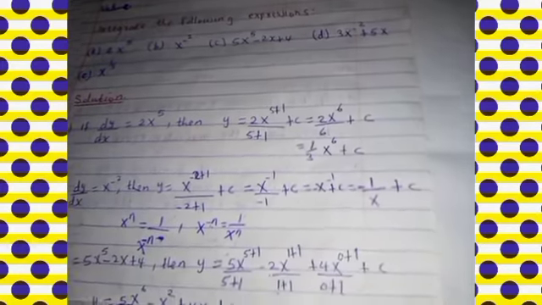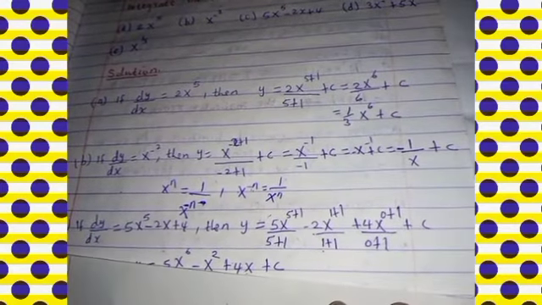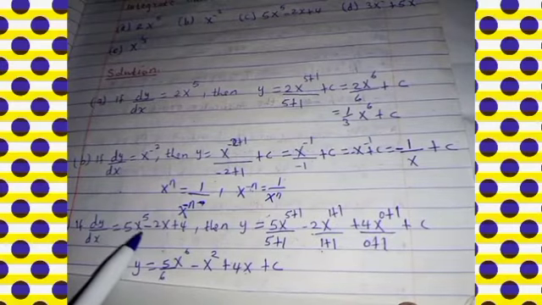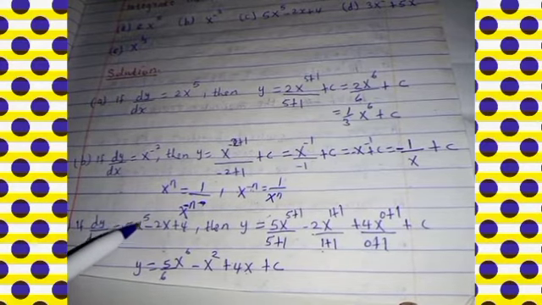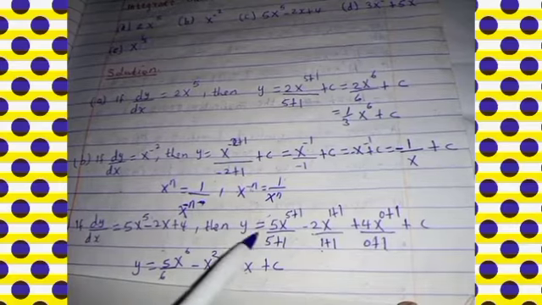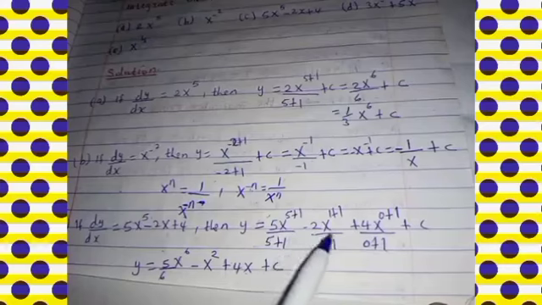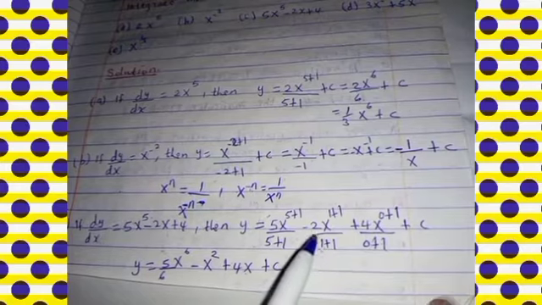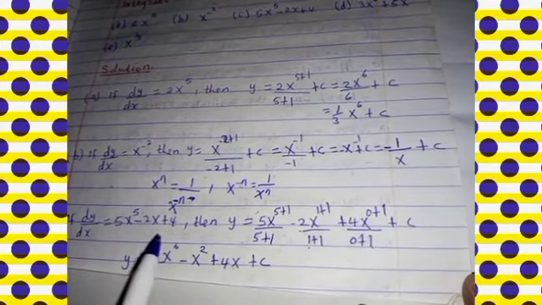Now, this other example: we are given dy over dx equal to 5x power 5 minus 2x plus 4. To do that, we are going to integrate this. Here, we add 1 to each index: 5 times x power 5 plus 1 divided by 5 plus 1, minus 2 x power 1 plus 1 divided by 1 plus 1, plus 4 x power 0 plus 1, this one here.